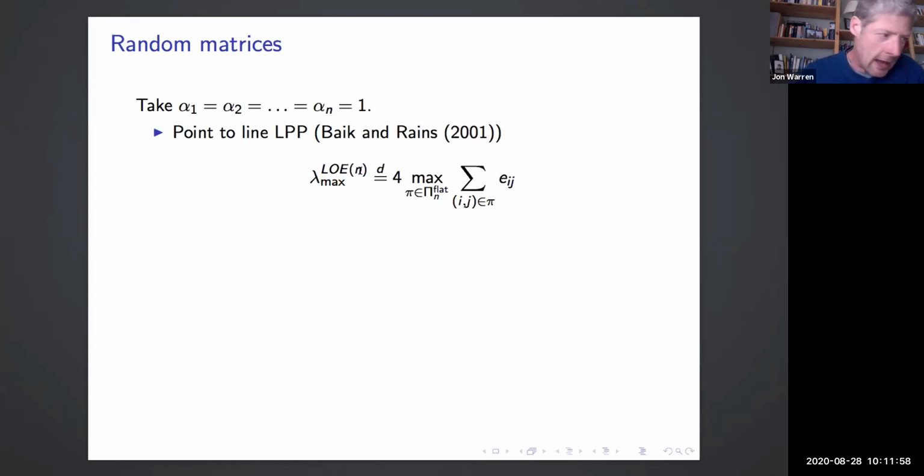And the Laguerre orthogonal ensemble usually has 2 parameters, an m and an n. And I've just written n here because the other one is n plus 1. So it's a particular case of the Laguerre orthogonal ensemble. And that's a result that goes quite a long way back, at least Baik and Rains, I think.